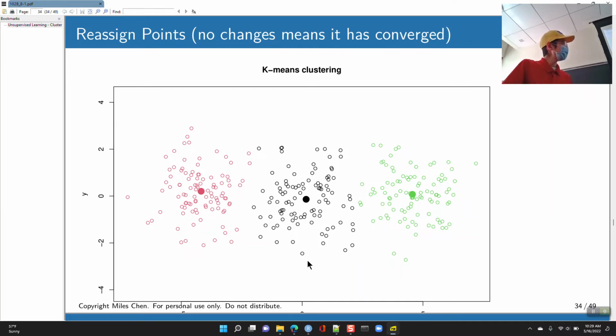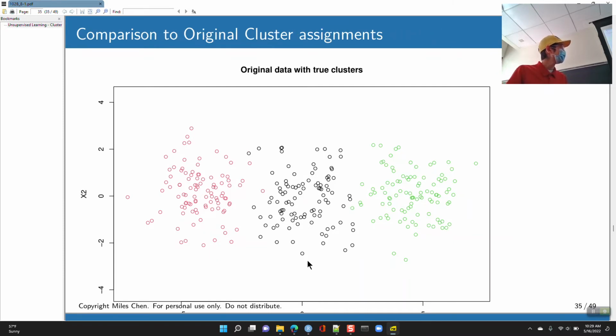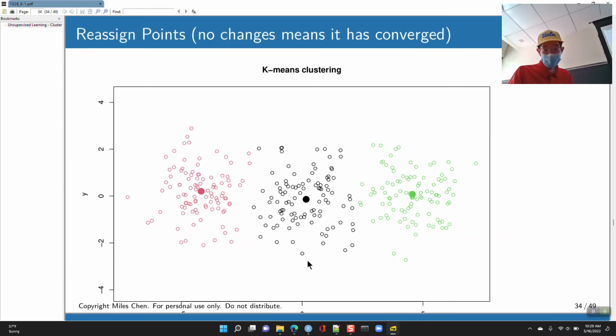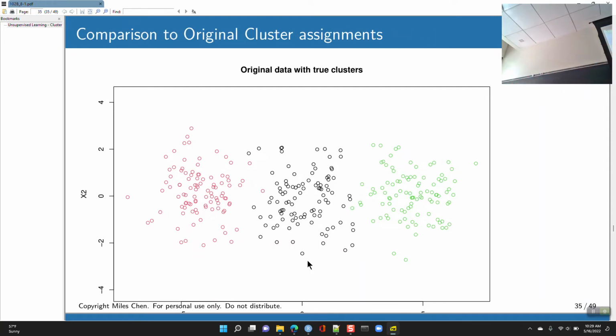Now, again, we had cheated, and so when we created our data, we knew that there were 3 clusters, and we can compare the 3 original classes to our final clusterings. Did our clustering algorithm recover it? I think there's really just one, maybe 2 points that got switched. In the original data, this was a little bit of an outlier for the red, and this was a little bit of an outlier for black.